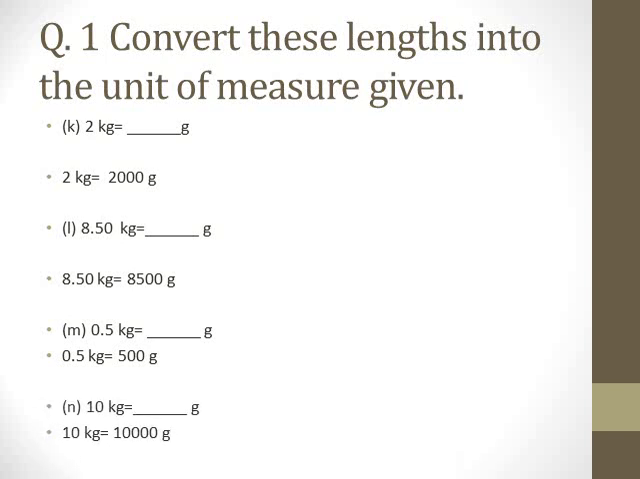10 kg equals to how many gram? This is very simple. When you multiply 10 by 1000, 10 multiplied by 1 equals 10, and thousand has 3 zeros, so you will put 3 zeros with 10 and it will be 10,000 gram.